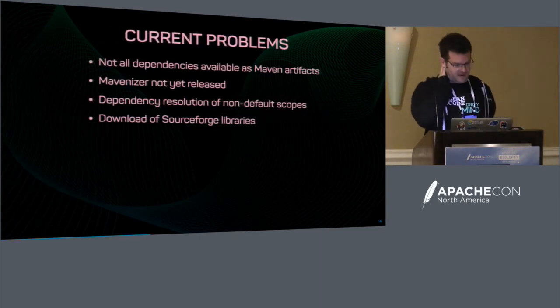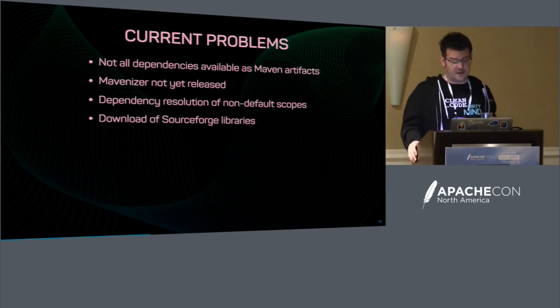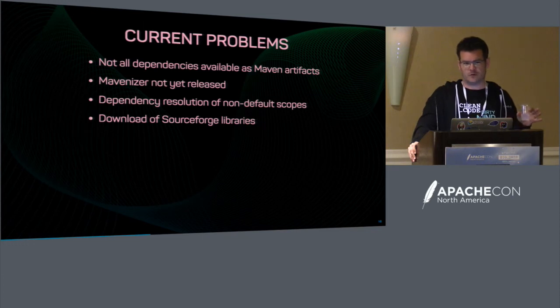So, not all is good right now. Not all dependencies are available as Maven artifacts. If we go down the JavaScript path, it's great because we have the opportunity to work on that. But on the Flash side, Adobe will never release their stuff in Maven Central. So we will always have this problem of providing these resources.